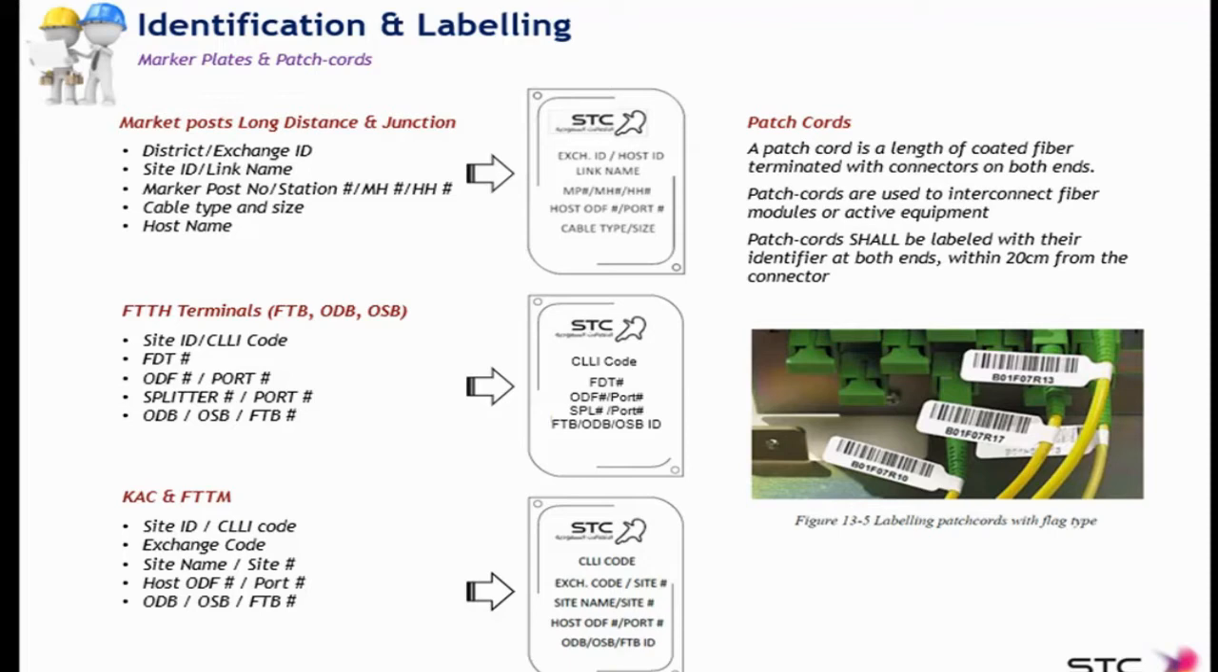FTTH terminals, all types of terminals, FTBs, ODBs, OSBs, also follow a similar structure but based on the FDT CLI code. These elements are referenced to the FDT they are connected to. Site ID and CLI code of the TB or OSB itself, and then the FDT number, ODF number inside the FDT where these elements are connected to, also the port number of the FDT ODF, the splitter number and the splitter port. All these are then FDT references. Last but not least, you have the terminal or FTB number.